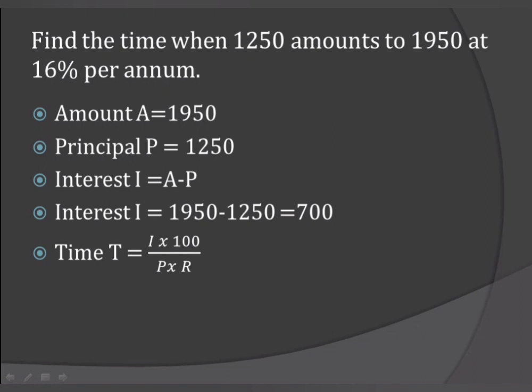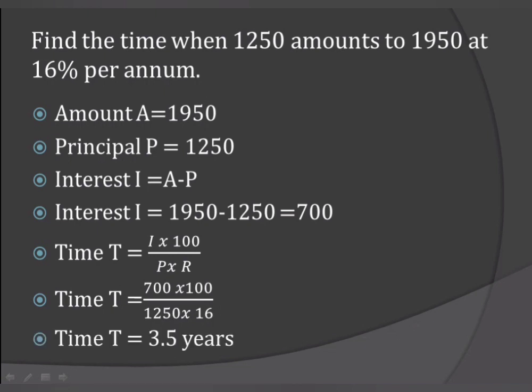Now we can calculate time T equals I into 100 upon P into R. So interest is 700 multiplied with 100 and principal is 1250 multiplied with R. R is 16%. Now solving this, I will get 3.5 years. So this is our required answer.